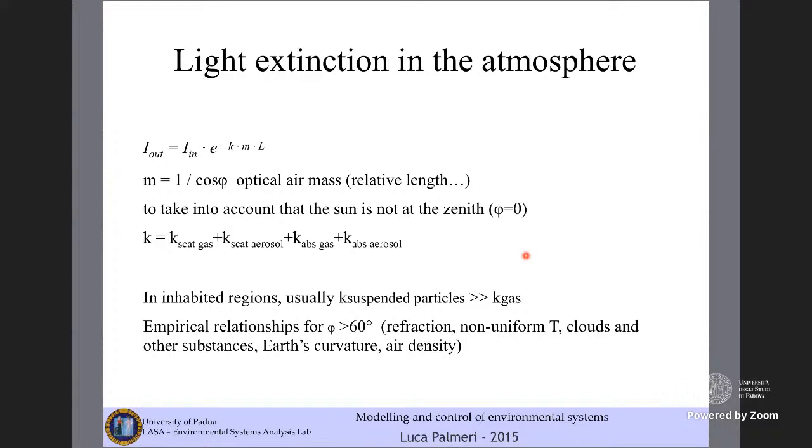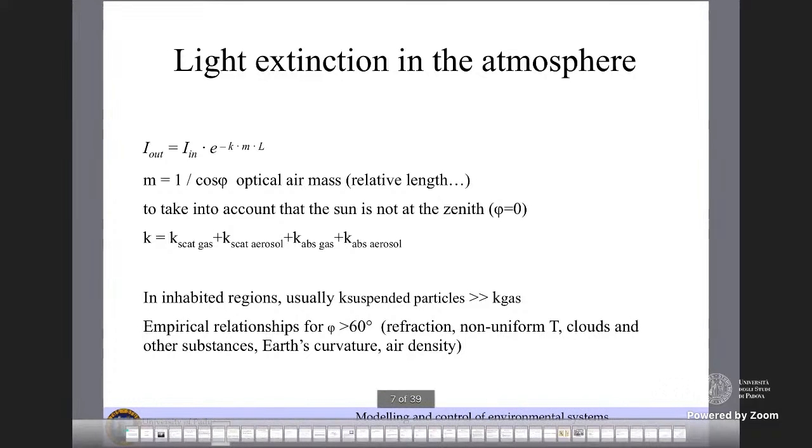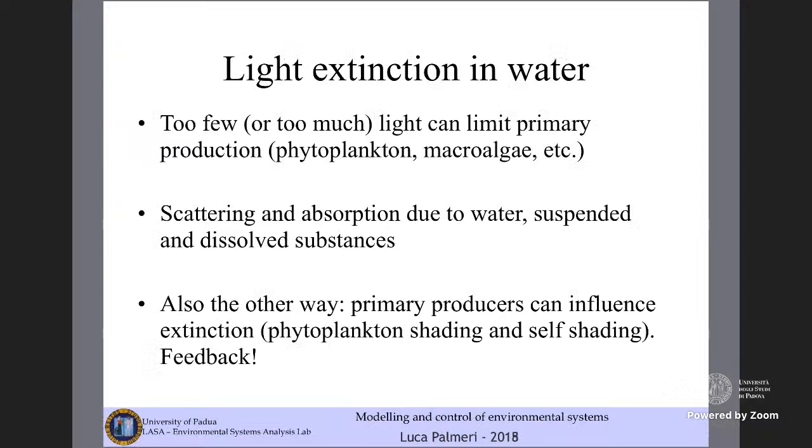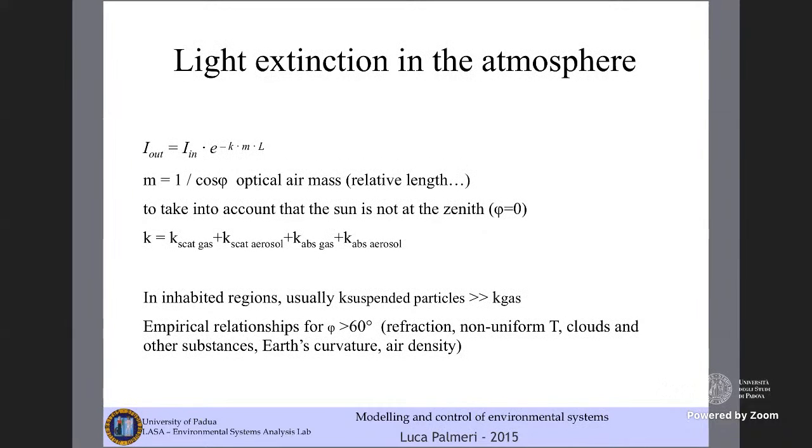We have empirical relationships for angles that are larger than 60 degrees. That is, I recall the latitude of the Arctic circle, and we may also find our value of K by employing empirical relationships and making measurements. So this is the way we describe light extinction in the atmosphere.